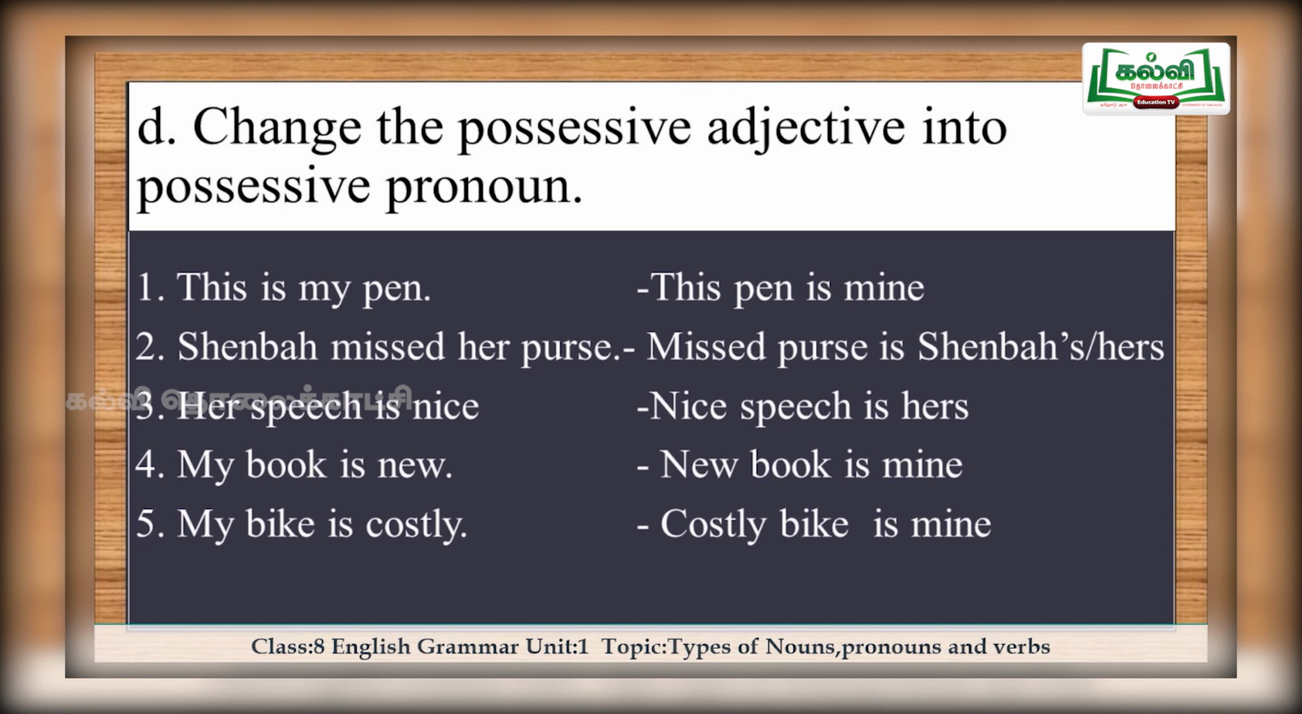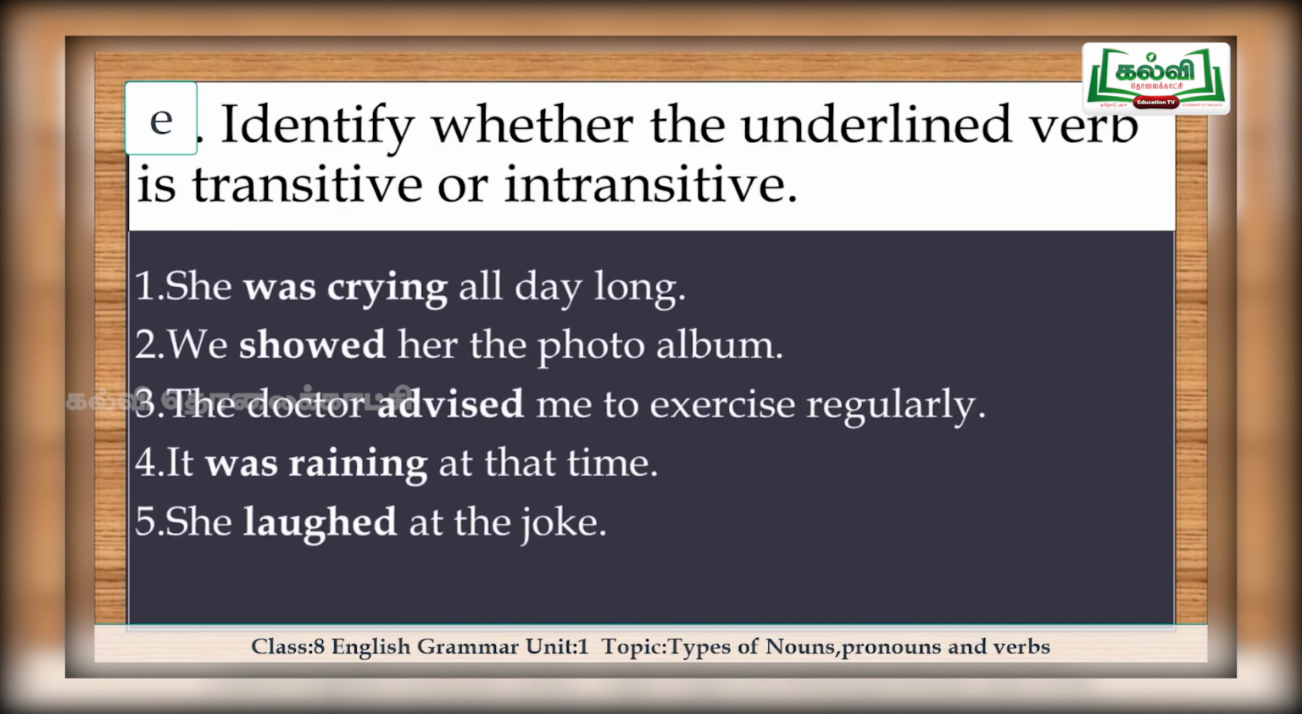My book is new. New book is mine. My bike is costly. Costly bike is mine. This is how you interchange possessive adjectives into possessive pronouns. Identify whether the underlined verb is transitive or intransitive.